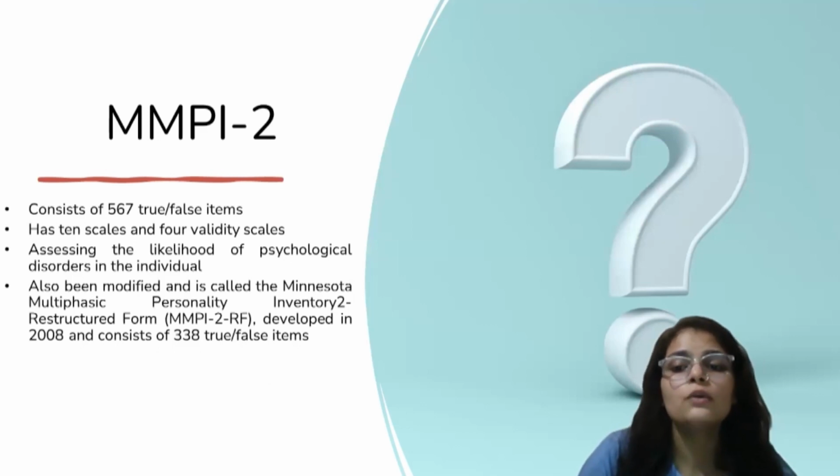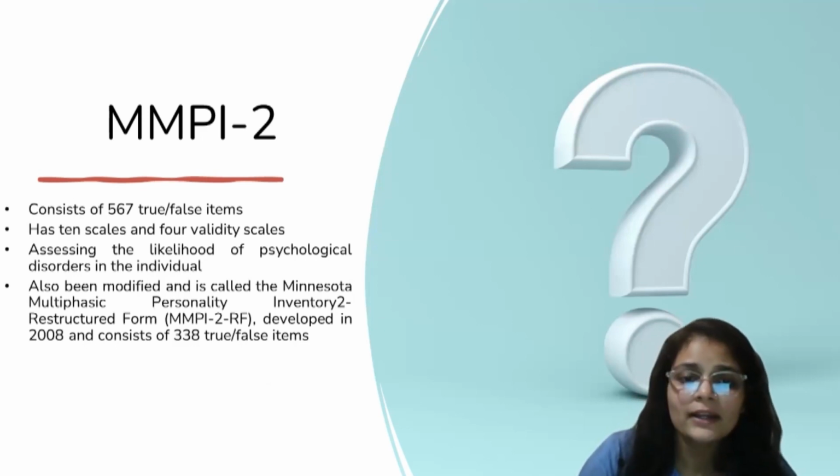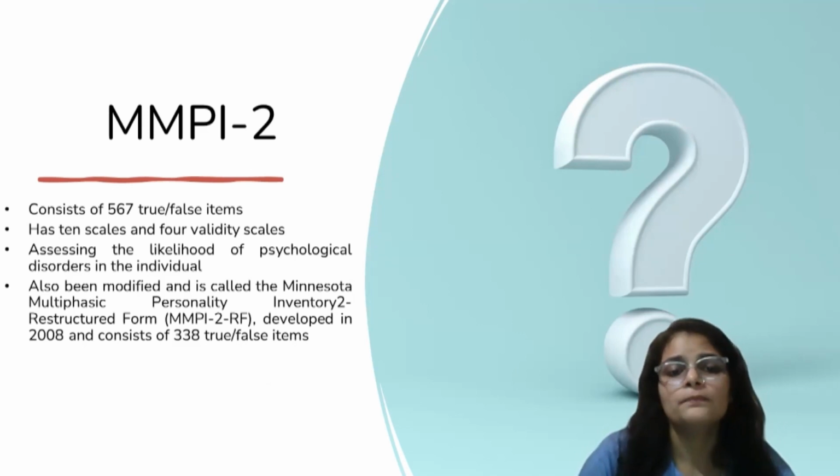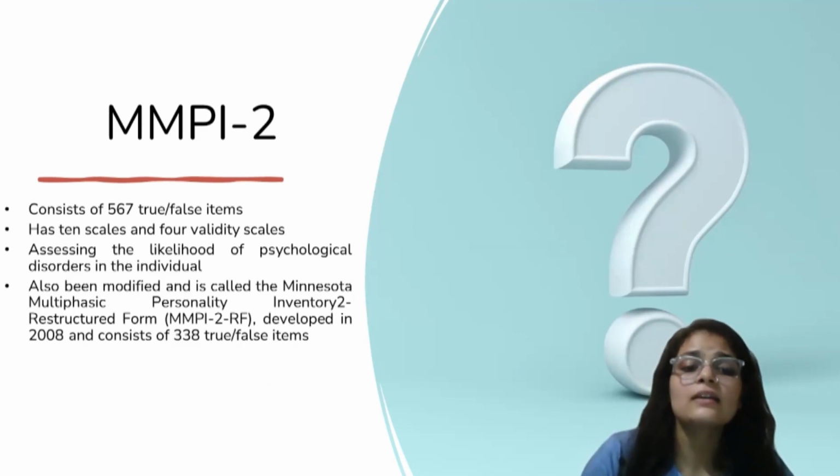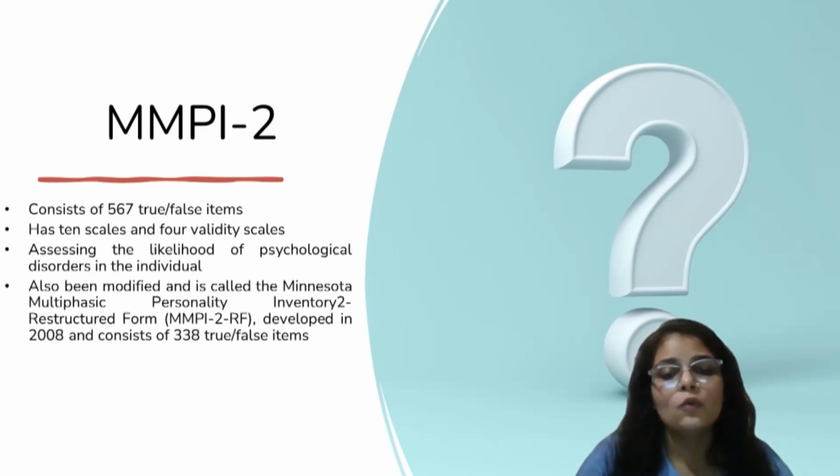MMPI-2, which is the current multiphasic inventory we use, consists of 567 true-false items. It has 10 clinical scales and 4 validity scales. It assesses the likelihood of the occurrence of any psychological disorder, and it is also modified and known as the Minnesota Multiphasic Personality Inventory-2 Restructured Form. It was developed in 2008 and consists of 338 true or false items.